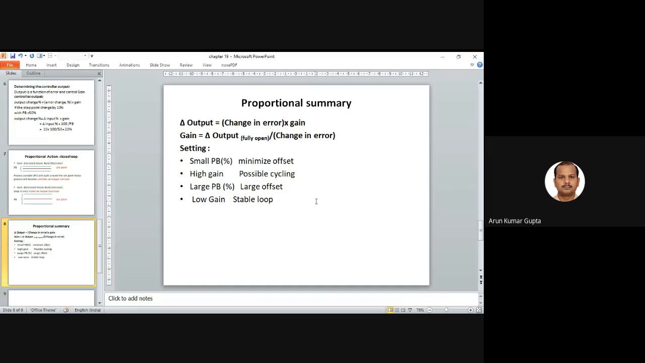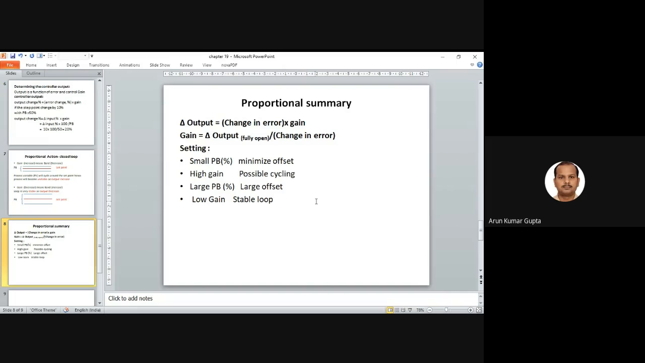Settings: if you look at the settings for the controller, a small PV band means minimum offset. If you put a small proportional band, what will happen? Offset will be less. High gain means you are looking at cycling, that is recycling. Error will be counted and it will come back to the system. So cycling is possible. Large band means large offset can be there. Low gain means a stable loop.